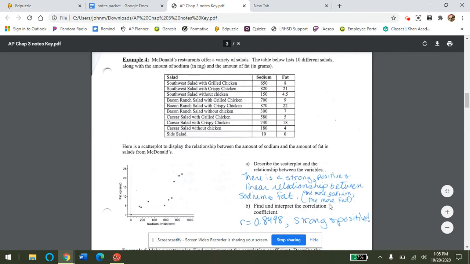So we have as our description here, there's a strong positive and linear relationship between sodium and fat, meaning the more sodium, the more fat in the salads. Then I wanted you guys to find and interpret your correlation coefficient. So here's your correlation coefficient, and it is strong and positive. If you write linear here, that is a mistake because the graph tells you linear, but R does not tell you linear.